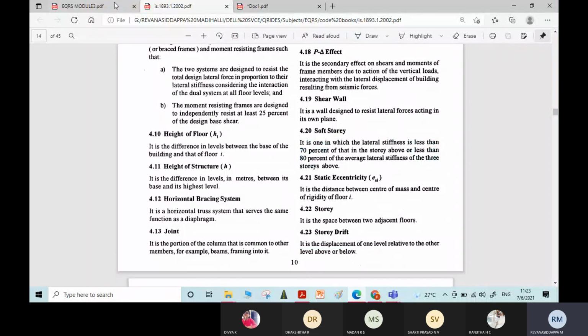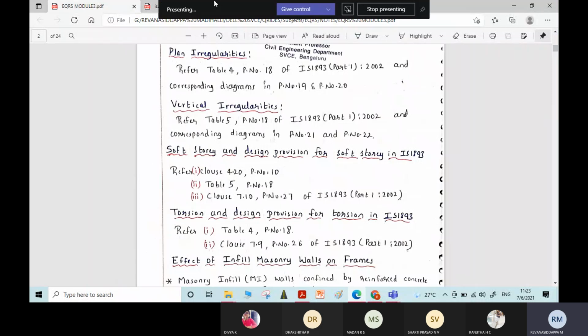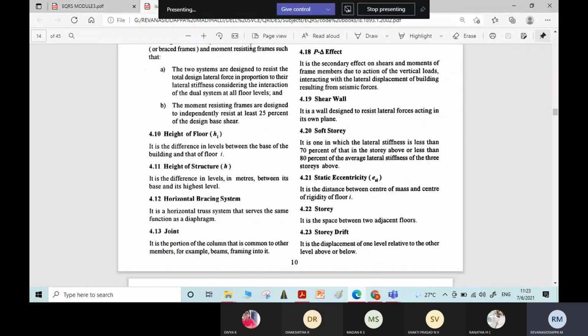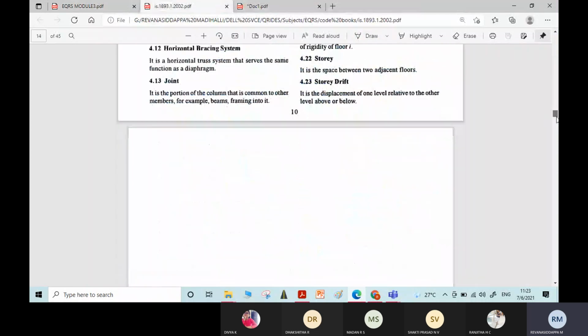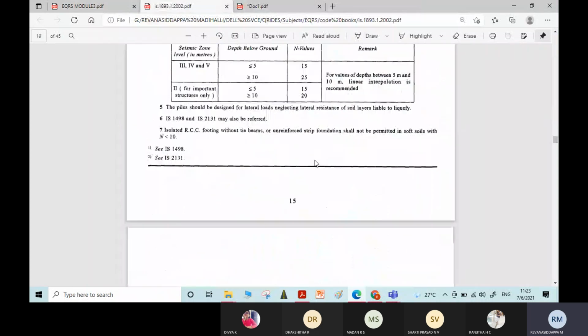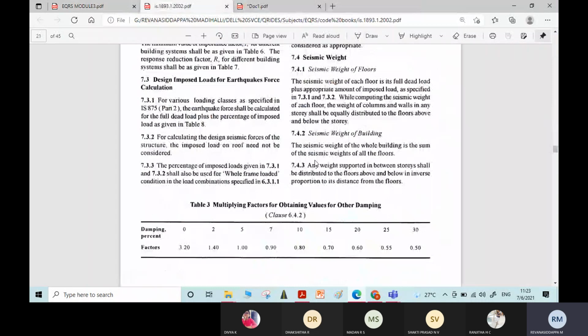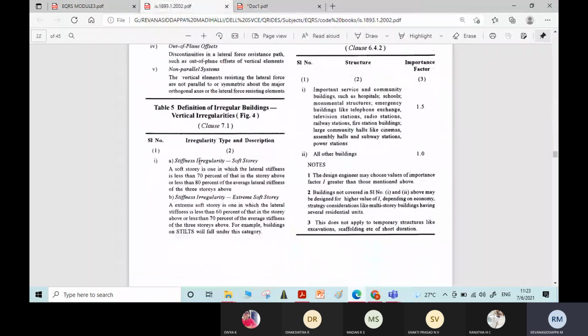Then coming to the next, page number 18. Just now we have discussed the vertical irregularities based on the stiffness. Here we have discussed, and we have to write these things also. The same definition is written here.